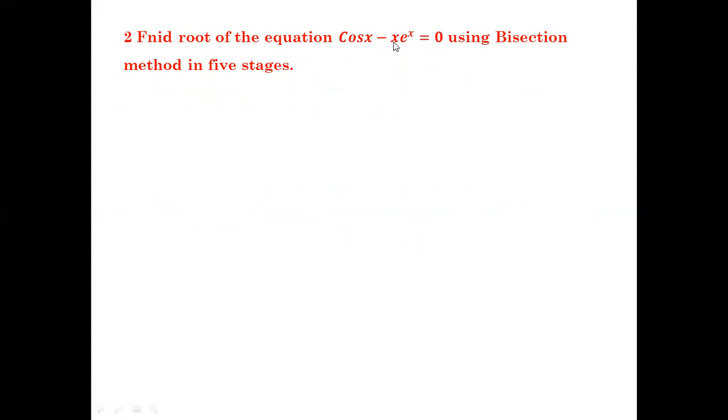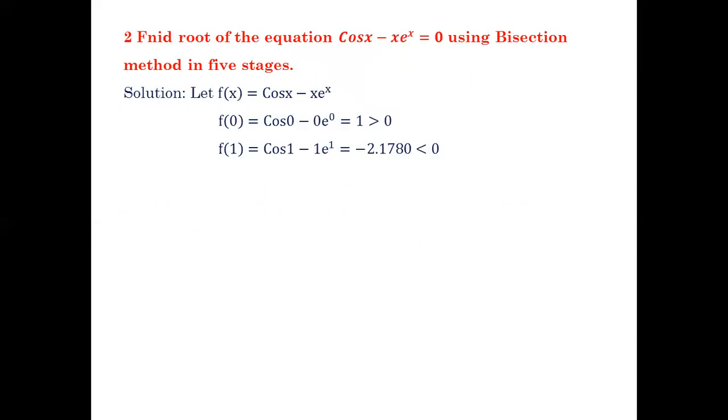Next example: find the root of the equation cos x minus x into e power x equal to 0 using the bisection method in 5 stages. The 5 stages and 5 iterations are both the same. In the solution, I call the given function f of x. f of x is equal to cos x minus x into e power x.